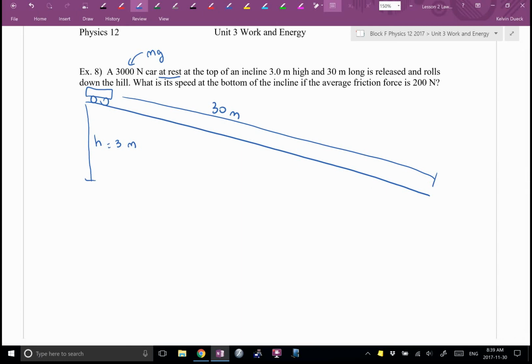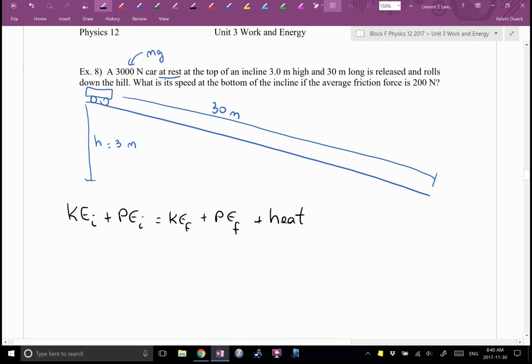I'm going to try solving this using conservation of energy. So I'm going to start out writing KE initial plus PE initial equals KE final plus PE final plus heat. Wait a minute, Mr. Dewick. They didn't talk about heat. Or did they? What have they said? There's a friction force. We are losing some energy to heat. Okay? Are any of these zeros?